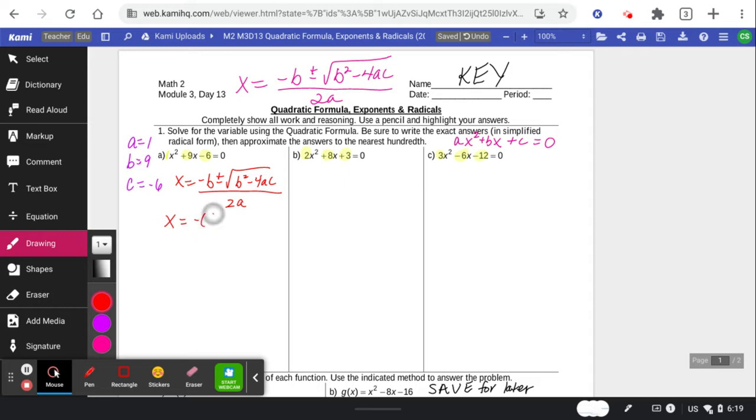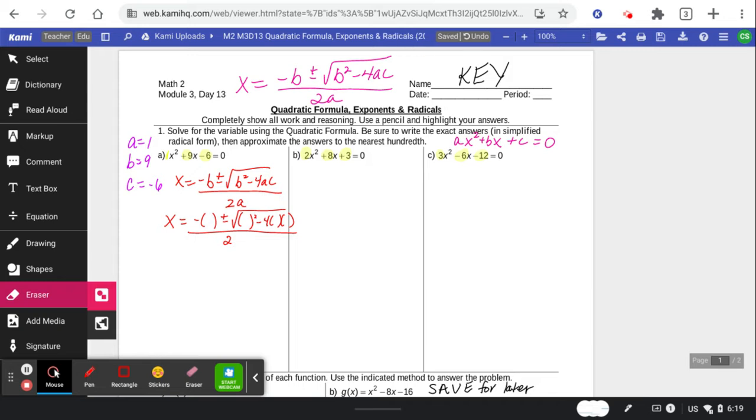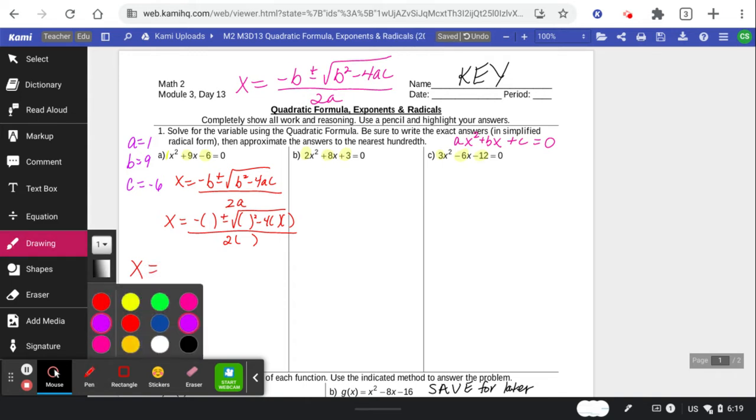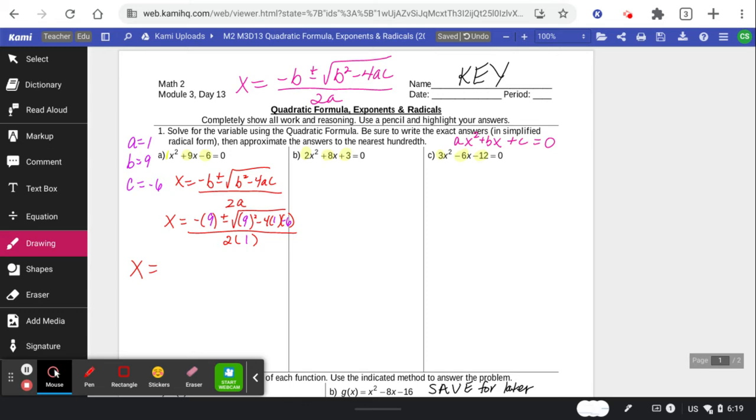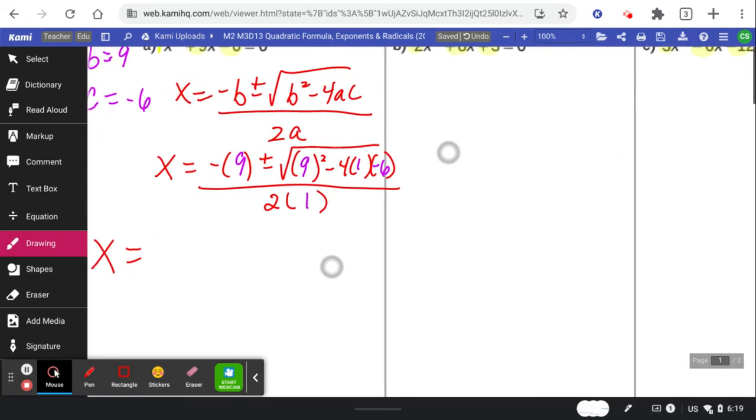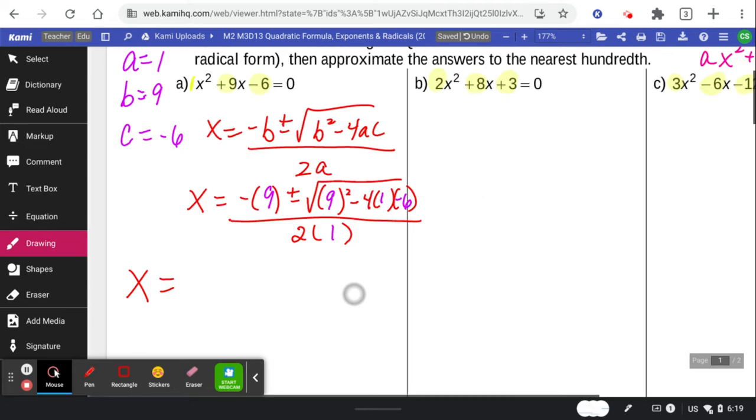Now we get ready to plug in with our open parentheses. Okay, here we go plugging in. I'm going to plug in a B of 9, plug in the next B of 9. A is 1 here and here, and C plugs in here. That's a negative 6 for C. See if you can understand how I plug those in, if those all make sense.